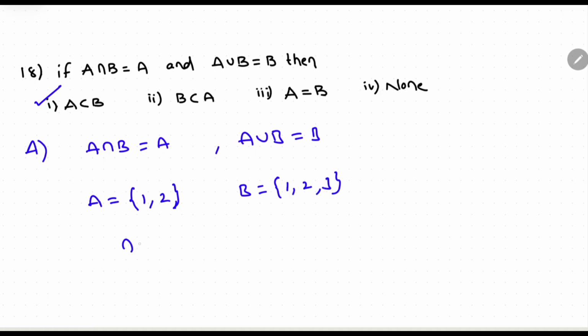So what is the A intersection B? Common portion of A and B. So that is 1, 2, that is A. So what is the A union B value? When you combine A and B, we get only 1, 2, 3. That is the B. It means A subset of B. That's it.